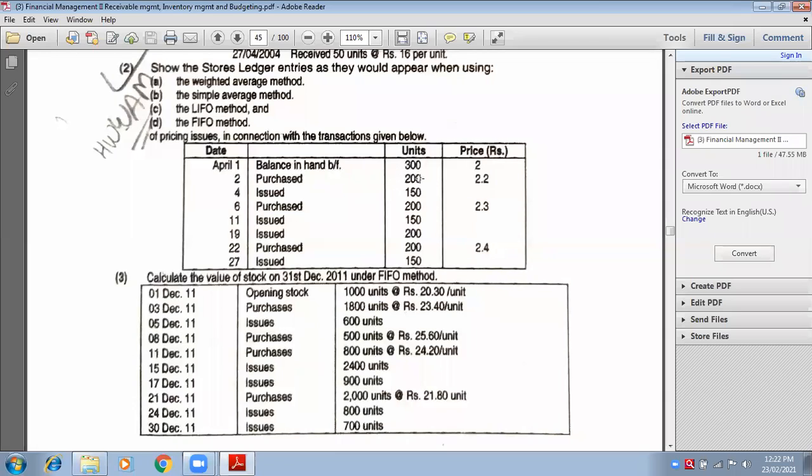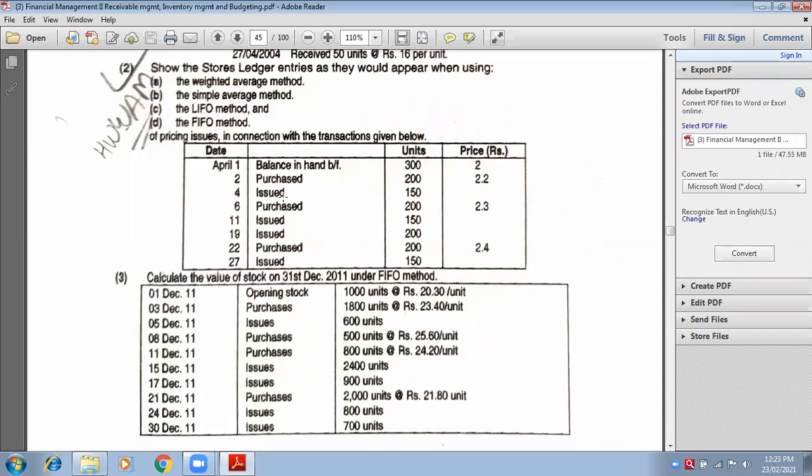Okay. Whoever has solved, at least take pics and put them in the group. Whoever has solved, please send pics in the group so that everybody can see whether their answers are right or wrong. Ma'am, I matched the third one with the others. You have done this 31st December. What is the answer, beta? What is the answer?